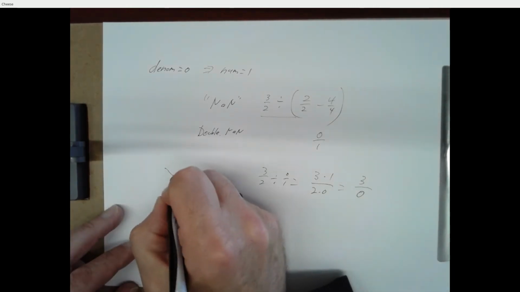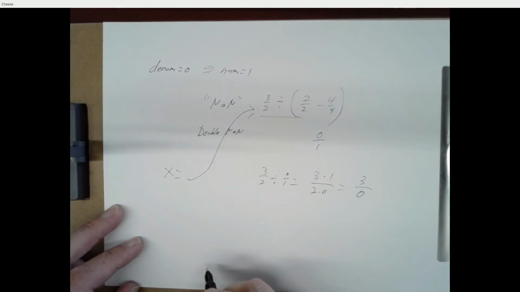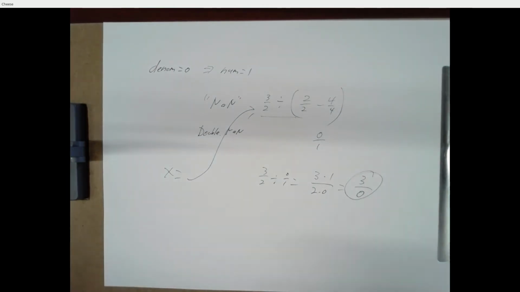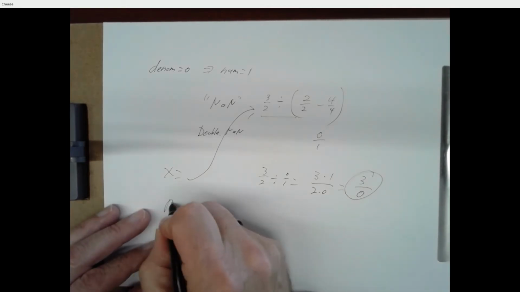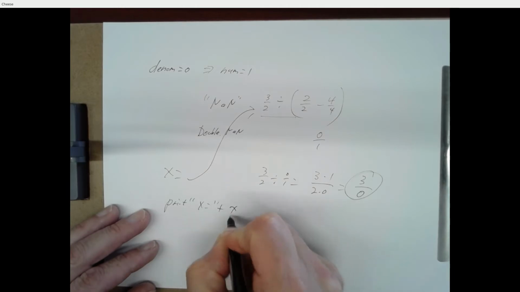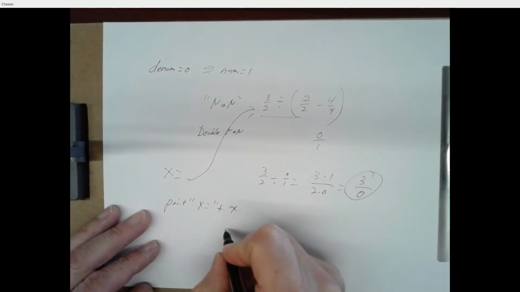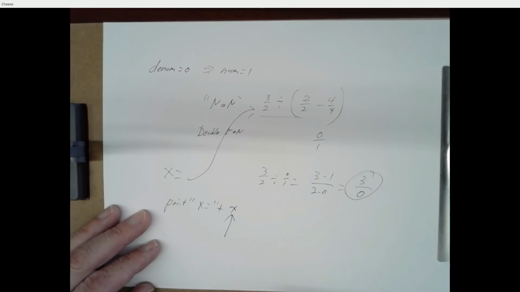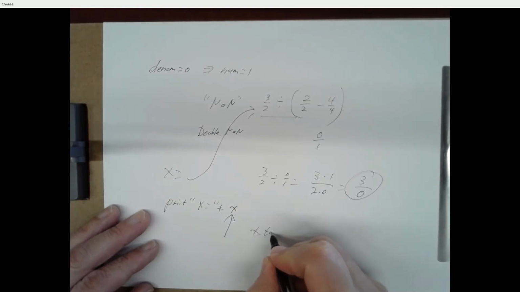And if your caller said x equals all that, well, x is a fraction with a numerator of 3, denominator of 0. That's perfectly fine. We don't have to do anything more. But if the user says print "x equals " plus x, internally, it's going to call x.toString.